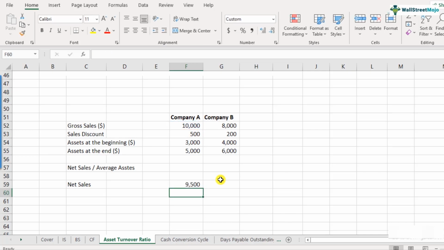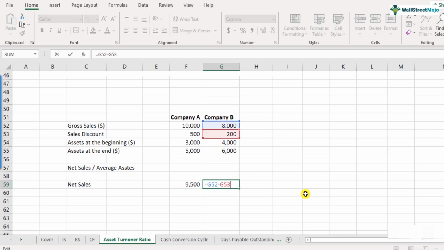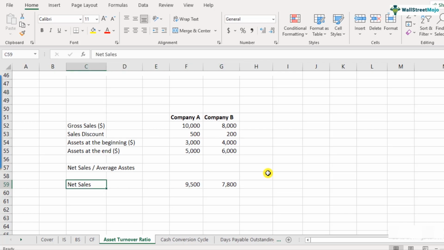So that comes out to be 9,500 as net sales of company A, right? Likewise, for company B, this will be 7,800 because 8,000 is the gross sales and 200 is the sales discount. Okay, so these are the net sales numbers.